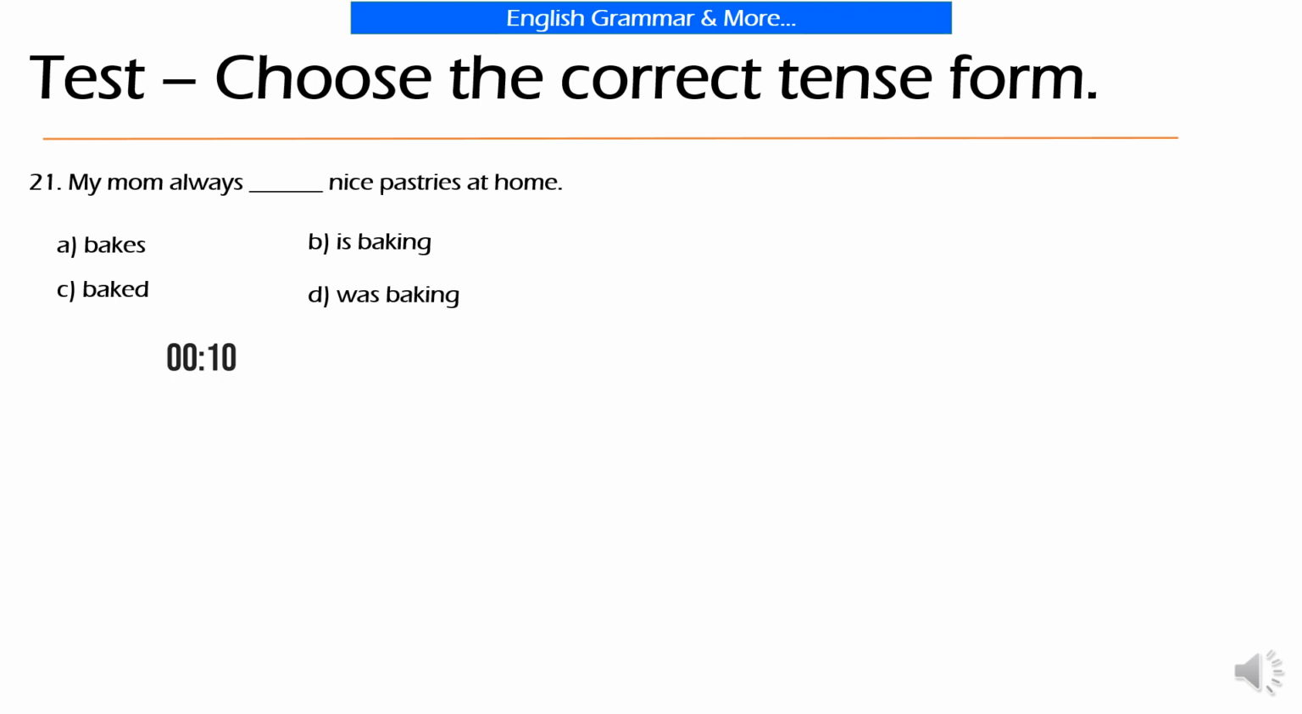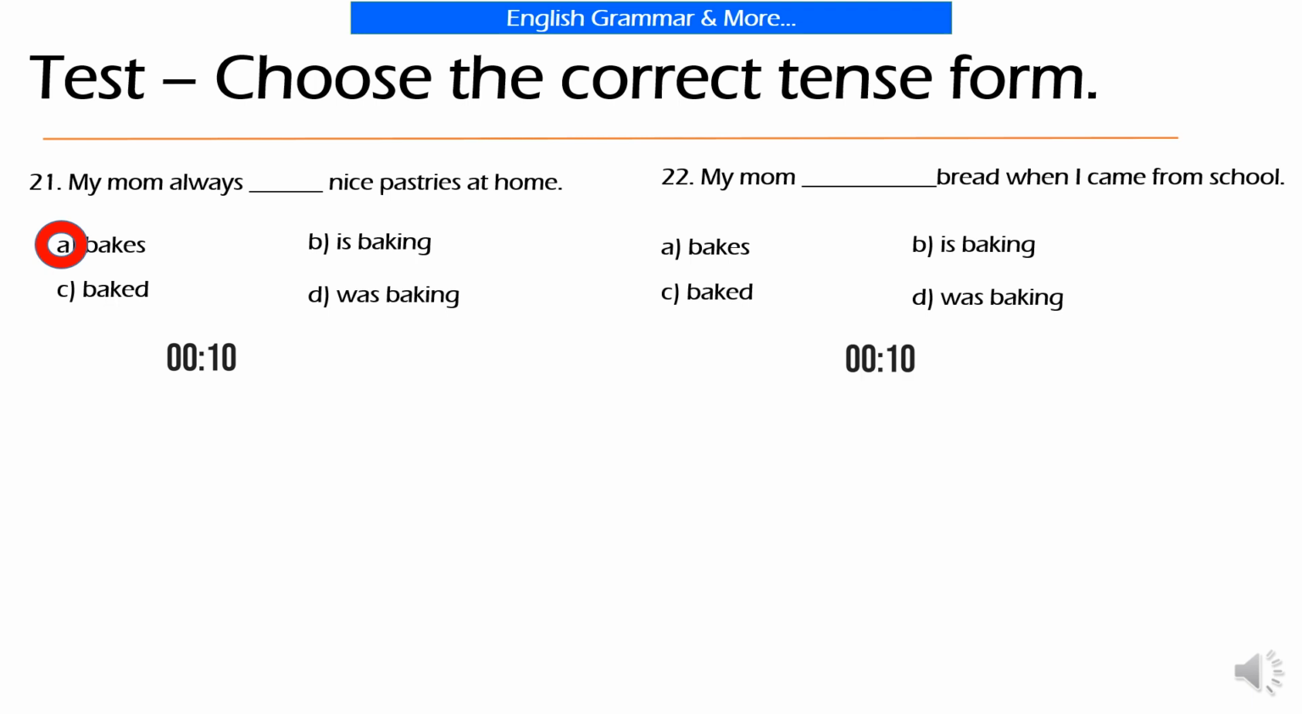Question 21. The correct answer is A. My mom always bakes nice pastries at home. Here, the correct answer is the present indefinite tense form because the time adverb always refers to the present indefinite tense form.